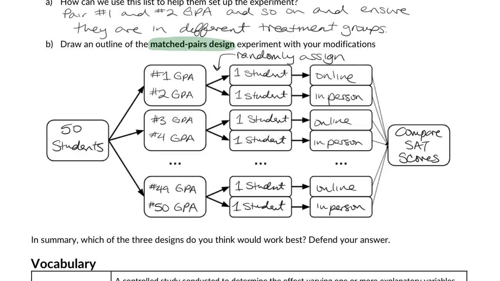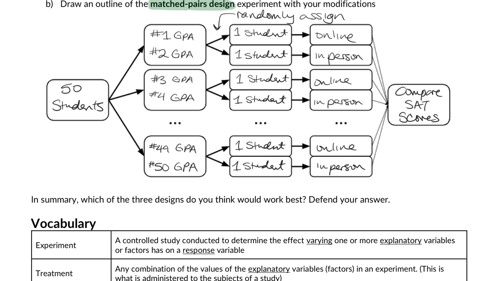In summary, which of the three designs would you think works best for this particular question of which method of giving this SAT prep course is the best? That's what we're trying to find, online and in person. Take a second. I want you to think. I'm going to call on some people to respond, so be ready with an actual answer. Which of the three designs do you think works best and why?